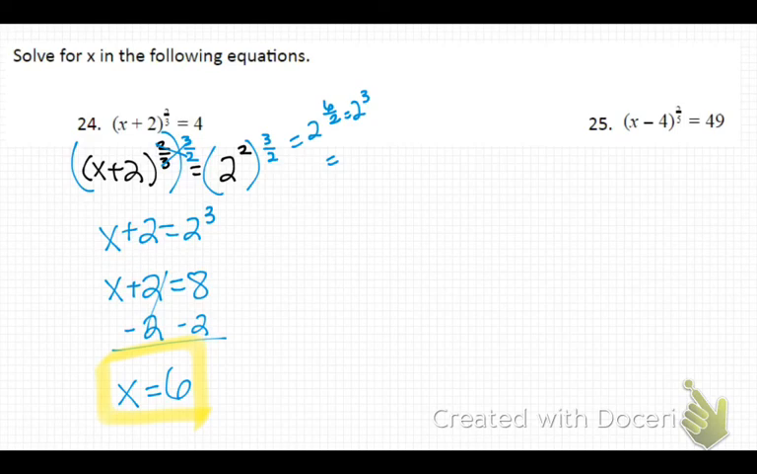Okay, was that so much more difficult than you thought it would be? No. It just looked scary, but we're following the same steps, and we have an additional step. So, last one.